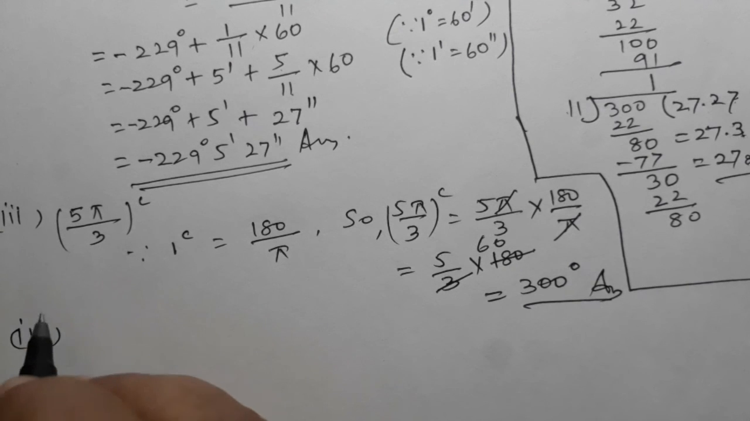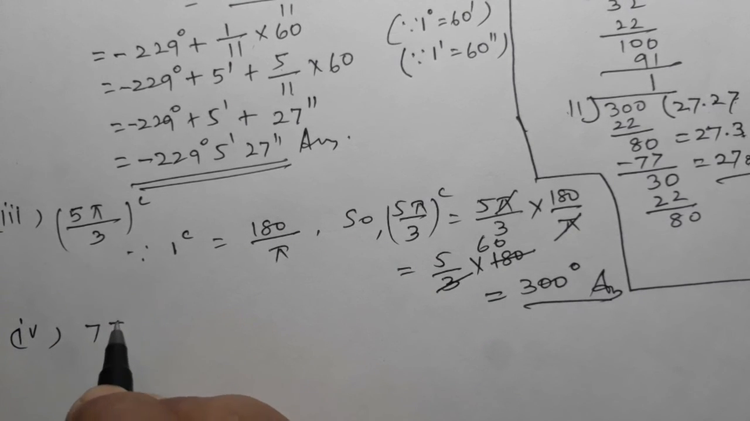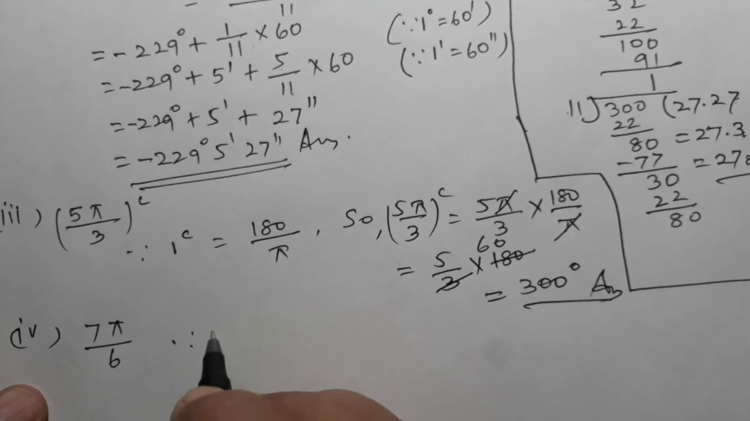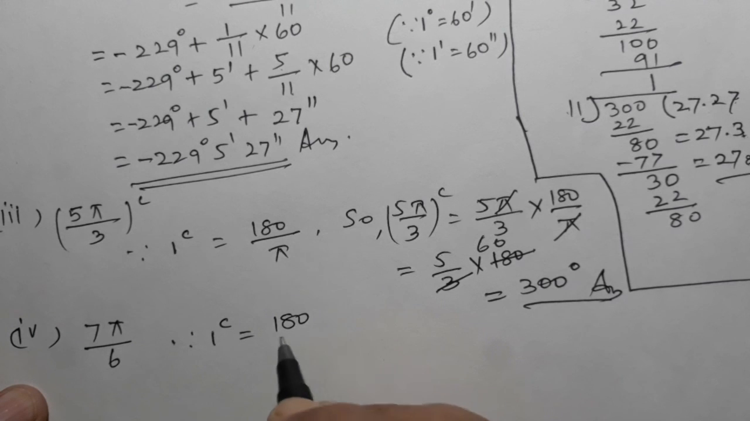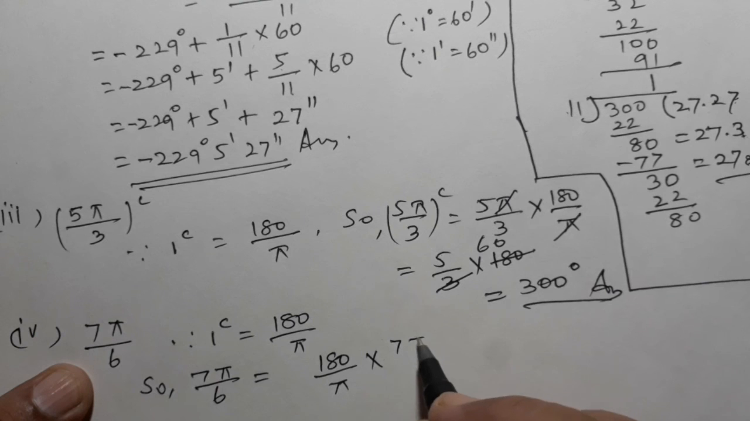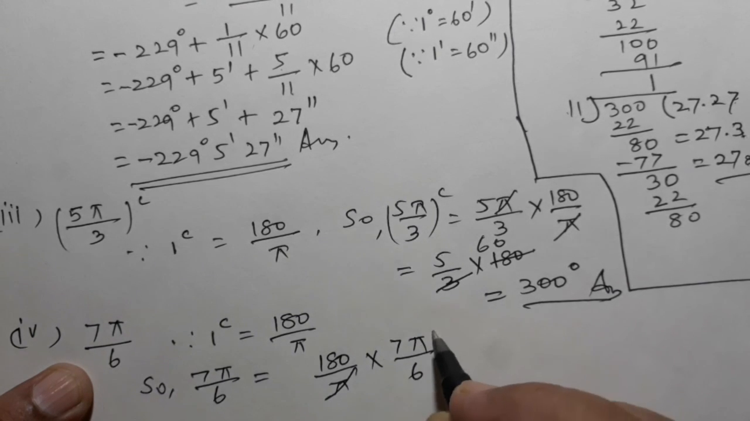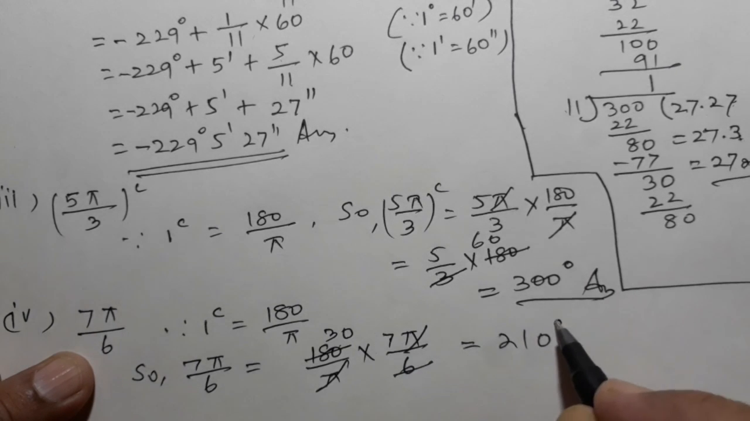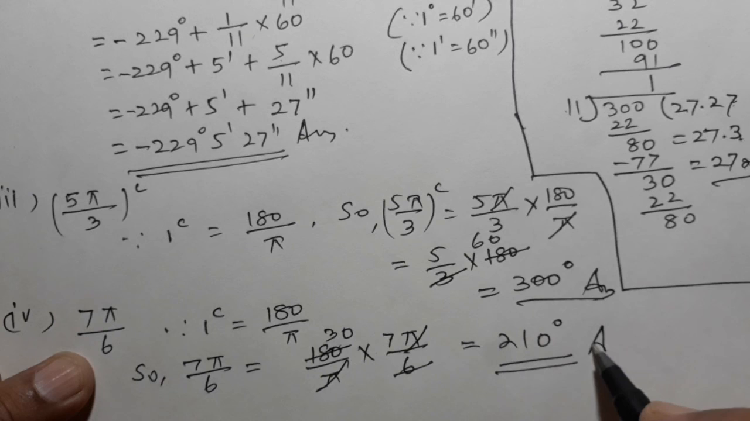Fourth question is 7 pi by 6. Again we shall write, since 1 radian equal to 180 by pi, so 7 pi by 6 will be 180 by pi into 7 pi by 6. This pi will be cancelled. 6 threes are 18, 0 will remain here. So it will be 0 is 0, 7 threes are 21, 210 degree, answer. So these are the answers.